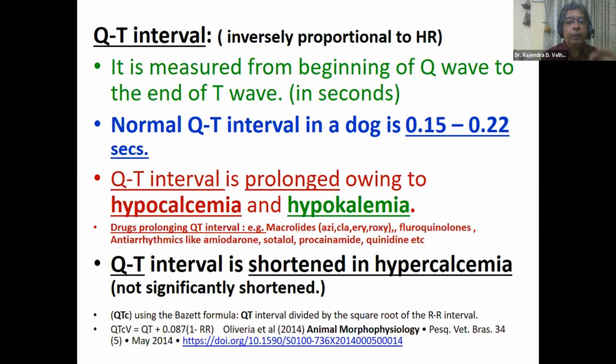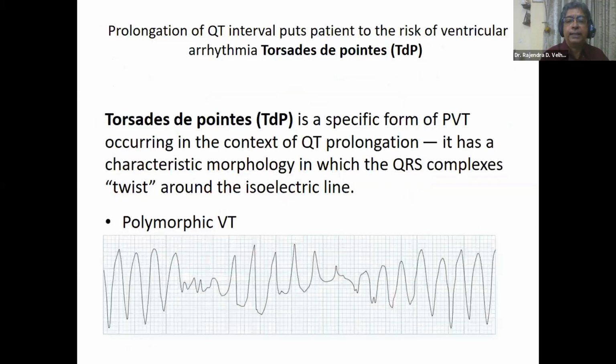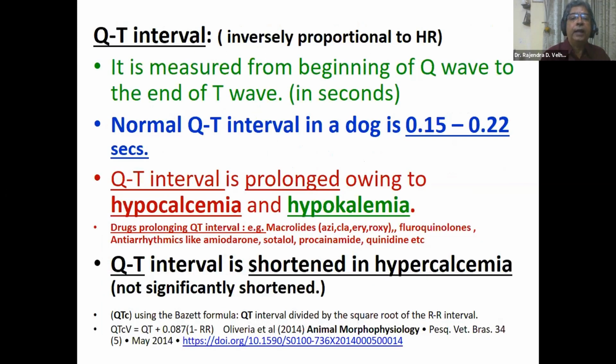Now QT interval in human beings, there is a syndrome called long QT syndrome, during which whenever there is a bradycardia, the QT interval is prolonged, and prolonged in such a way that the QRS complexes start twisting around its isoelectric line, producing a polymorphic ventricular tachycardia called torsades de pointes. And therefore, this is a life-threatening arrhythmia, and prolongation of the QT interval puts the patient at risk of ventricular arrhythmia, that is torsades de pointes. And therefore, QT interval is inversely proportional to the heart rate.